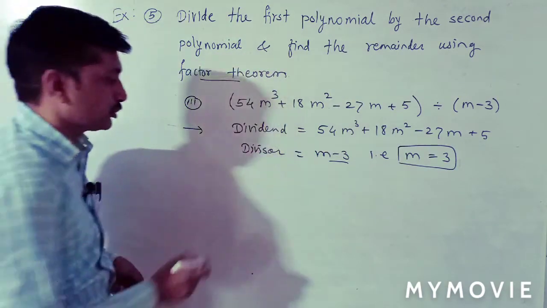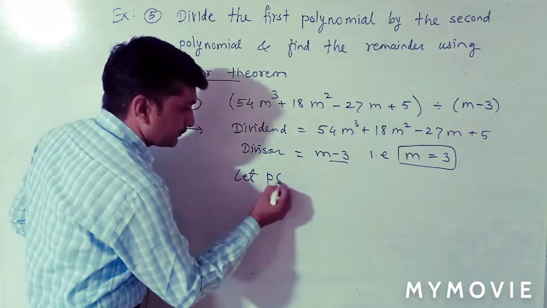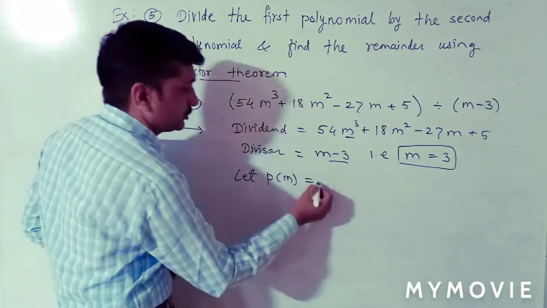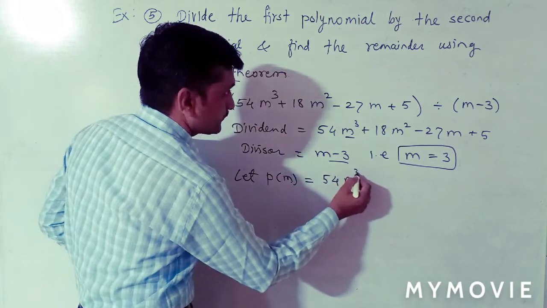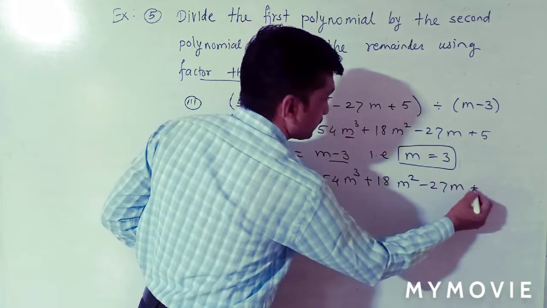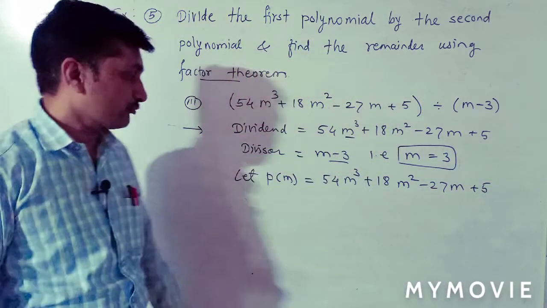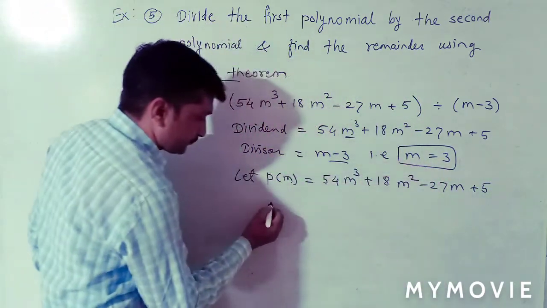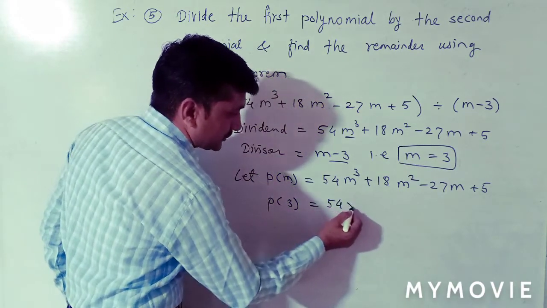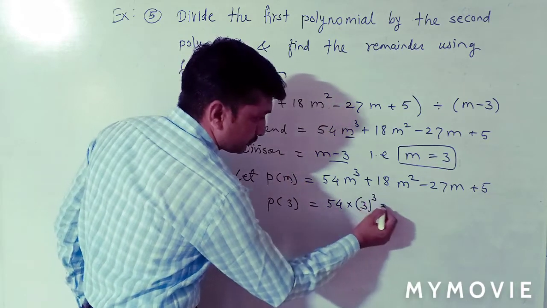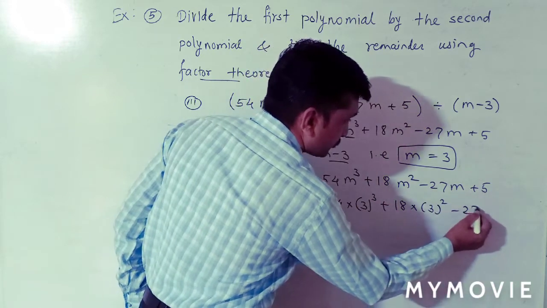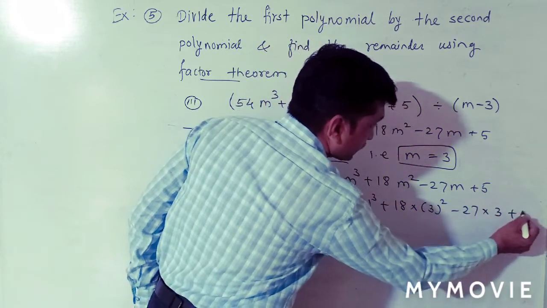We have to put it in the polynomial. Let p of m, now here the variable is m, that's why we will write here p of m is equal to 54m cube plus 18m square minus 27m plus 5. This is the given polynomial p of m. Now put m is equal to 3. We will get here the remainder by the factor theorem. 54 multiplied by 3 cube plus 18 multiplied by 3 square minus 27 multiplied by 3 plus 5.